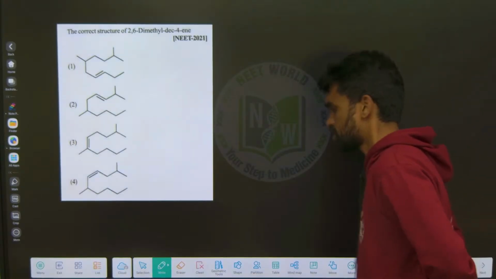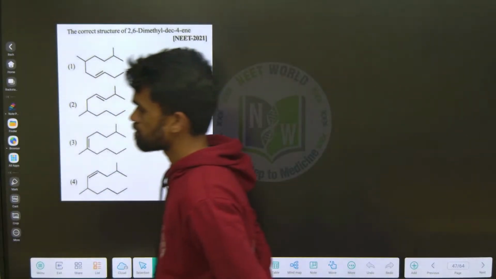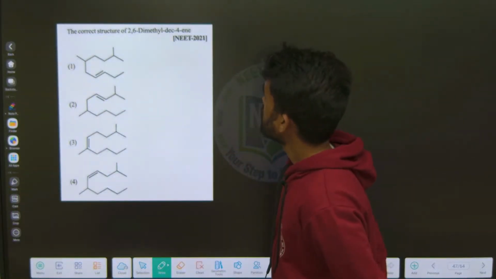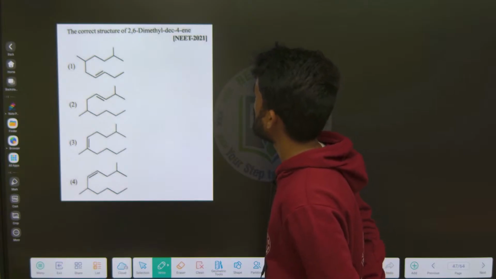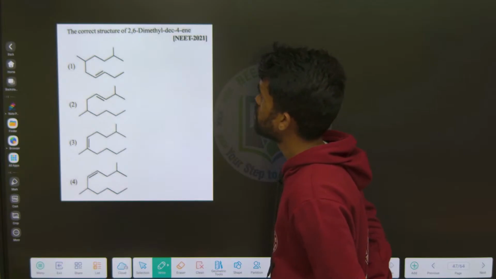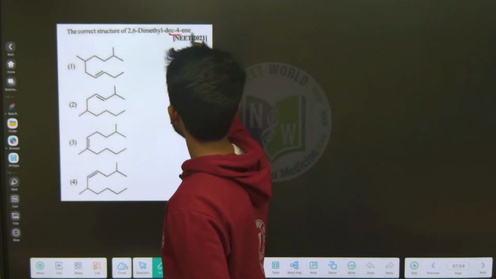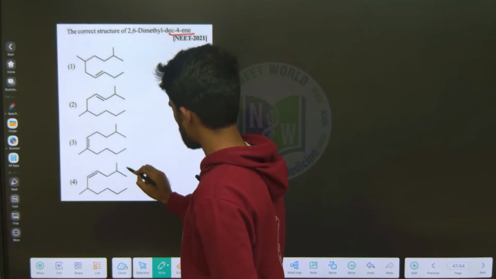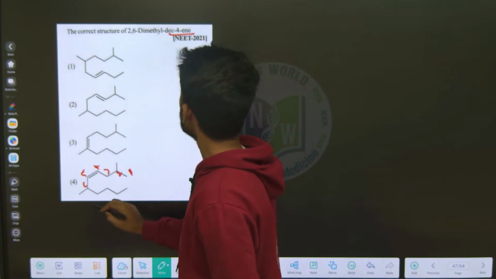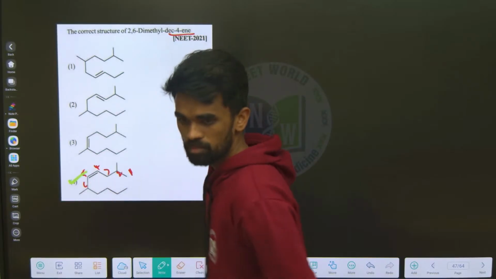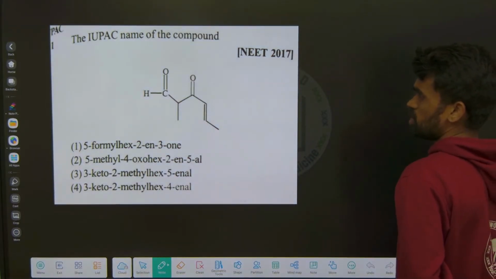This one, fast. 2, 6, 4. The structure of 2,6-dimethyldec-4-ene. Fourth one, we'll go from here. Dec-4-ene means we'll start from 4 only. 1, 2, 3, 4, 5, 6. Okay, 2 comma 6. Right. You can try these questions.